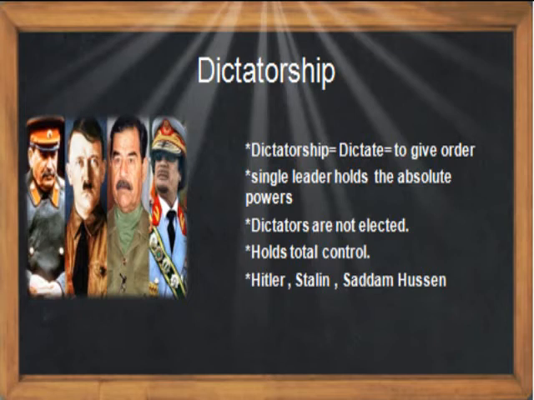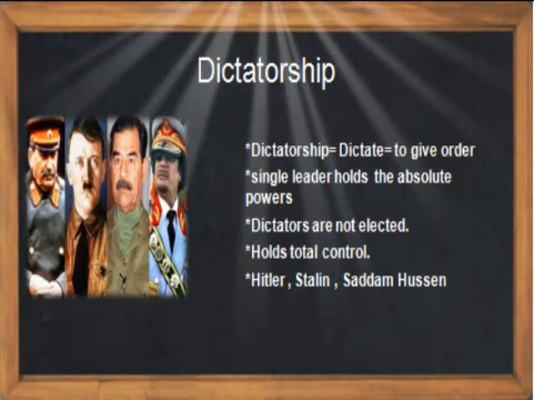One very controversial form of government that became popular during the world wars is dictatorship. Here a single leader holds the absolute power. The word dictator came from the word dictate. It means to give orders. These dictators are not elected, right? They get their power by force. They hold total control over the state, over the society, over education, media, military, and everything. Their words are constitution. They are above all.